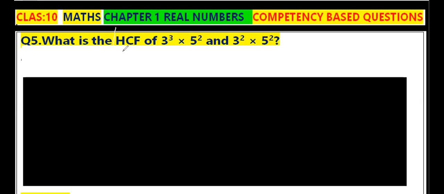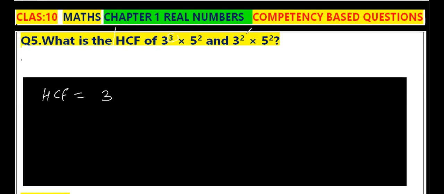Here, what is the HCF of 3 power 3 into 5 raised to the power 2 and 3 power 2 into 5 raised to the power 2? So here HCF will be, what we have to take? 3 here. What is the lowest power?